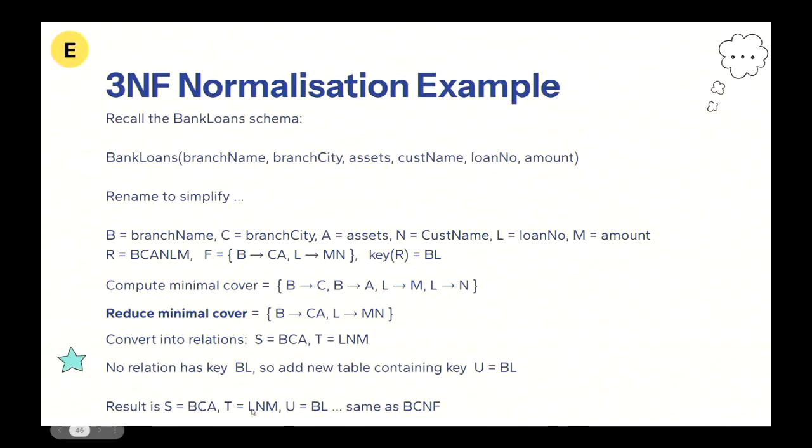S is B, C, and A. T is L, N, and M. U is B and L. And in this case, it's a coincidence again. So the decomposition here is the same as BCNF. So this will give us the schemas in third NF.